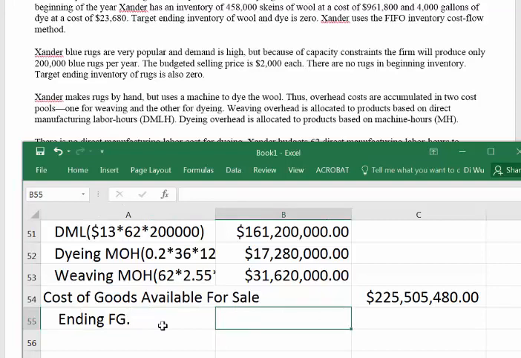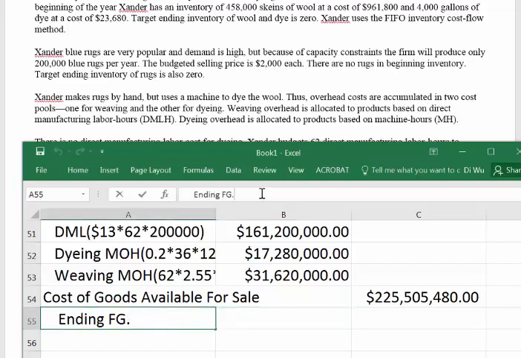It's something else. And what is it? So basically, instead of selling all the racks, you cannot. You have 200,000, and you are able to sell only 185,000. So you have basically 15,000 racks left in your ending inventory.